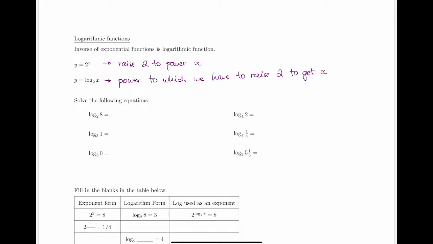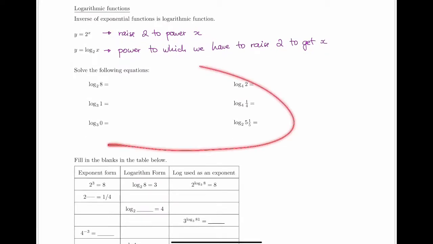With this in mind and without a calculator, let's try to compute these values for the logarithm. Okay, so we start off with logarithm base 2 of 8. So that's saying this is the power to which you had to raise 2 to get 8. So we can rewrite it as 2 to what power equals 8. The power that we need is the logarithm base 2 of 8. So of course 2 cubed is 8, which means that this logarithm is equal to 3.